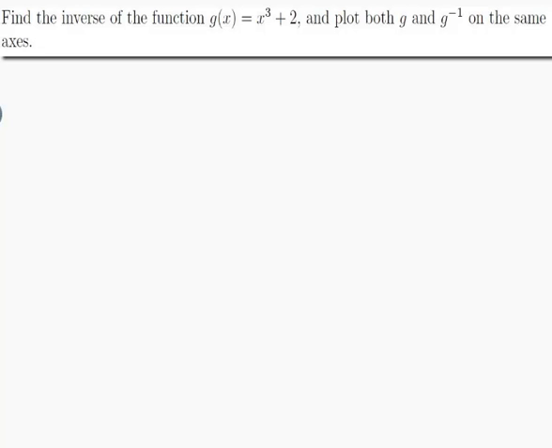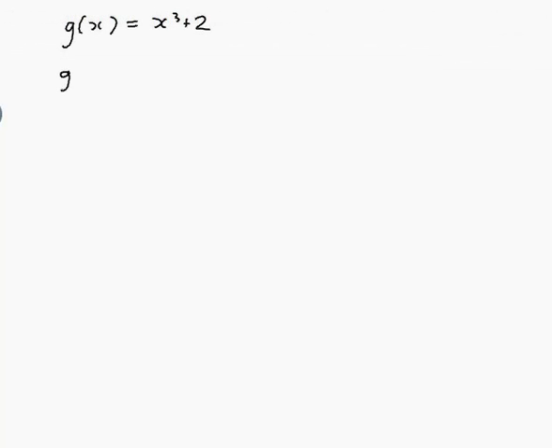Alright, so let's just be sure we know what we mean by inverse. The inverse of g would be the unique function that does this. When I do g on g inverse, I get x, and when I do g inverse on g, I'll get x. That's the definition of what the inverse is. So informally, it would undo whatever it is that g does.